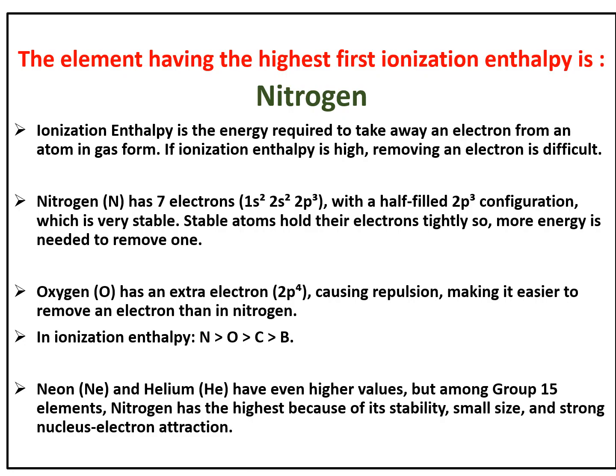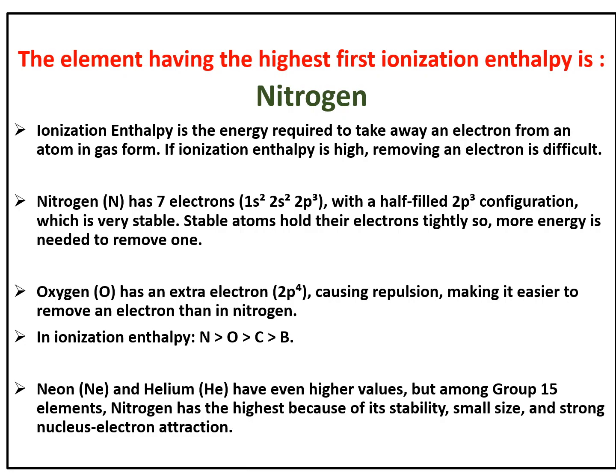Nitrogen N has 7 electrons, 1s2, 2s2, 2p3, with half-filled 2p3 configuration, which is very stable, where half-filled configurations are stable and fully filled configurations are also stable. So, stable atoms hold their electrons tightly, so more energy is needed to remove one. Oxygen O has an extra electron, 2p4, causing repulsion, making it easier to remove an electron than in nitrogen.